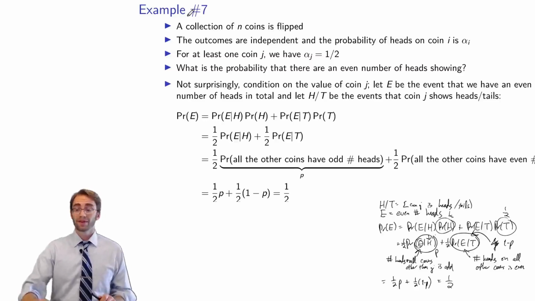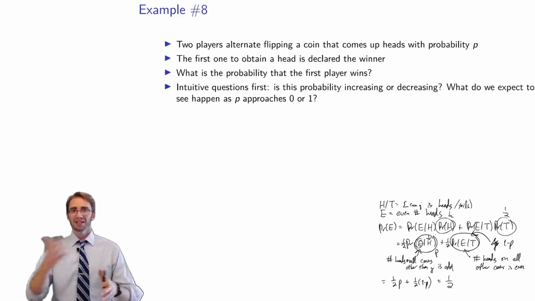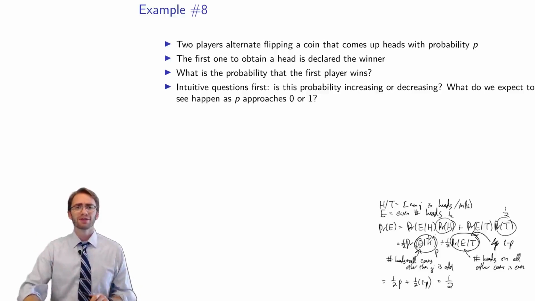I could have, if I wanted to, worked out what that expression is as a function of the alpha J's or the alpha I's, right? I could have written some crazy sum over all sorts of things, but I chose not to do that. It didn't actually help me.